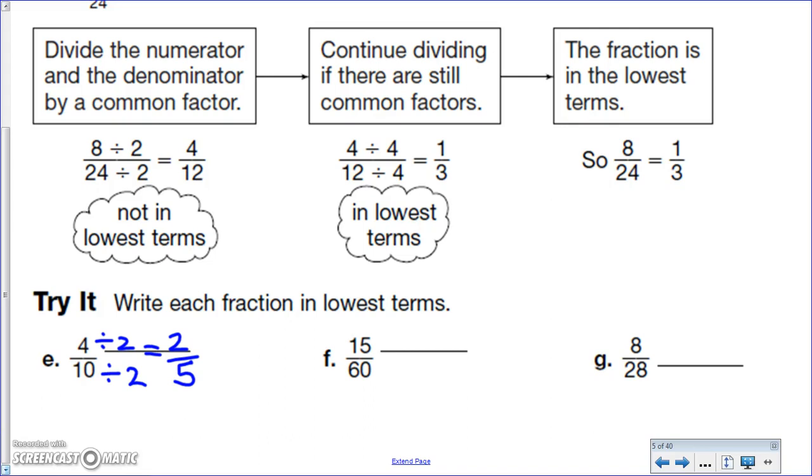For F, we have 15 divided by 60. Now, the easiest way to do this is to figure out what the greatest common factor is. We know 15 has factors of 1, 3, 5, and 15, all of which divide into 60. So 15 is actually your greatest common factor. So if you divide by 15, we only have to divide once. So in this case, 15 divided by 15 gets us 1, and 60 divided by 15 gets us 4. So we get 1/4 as our simplest or lowest terms.